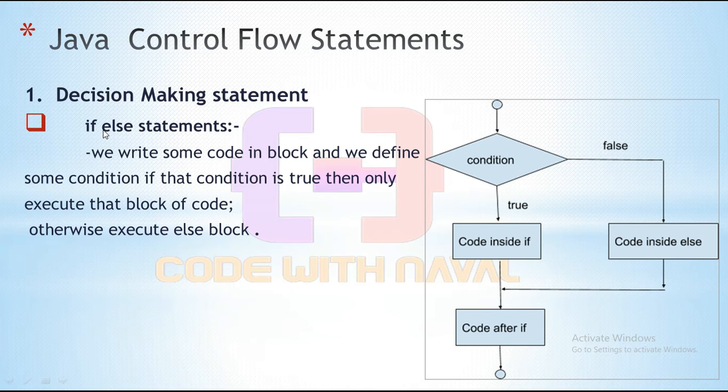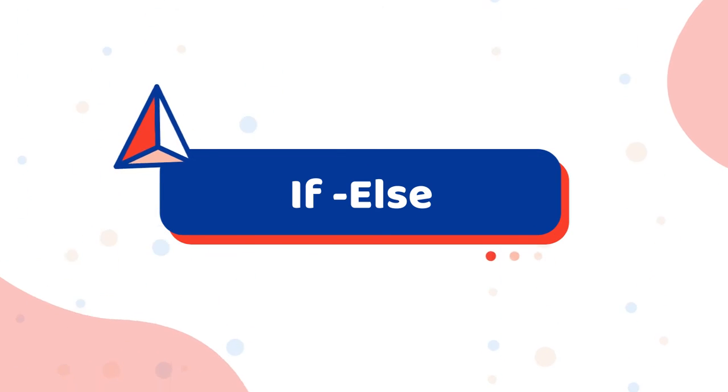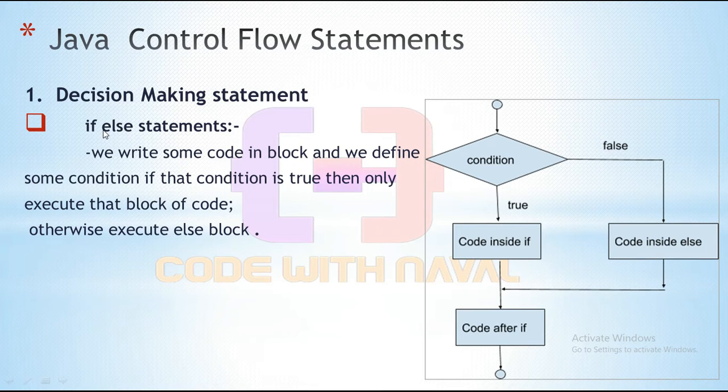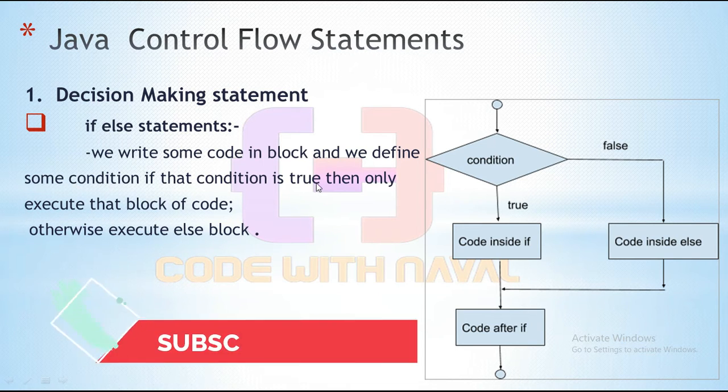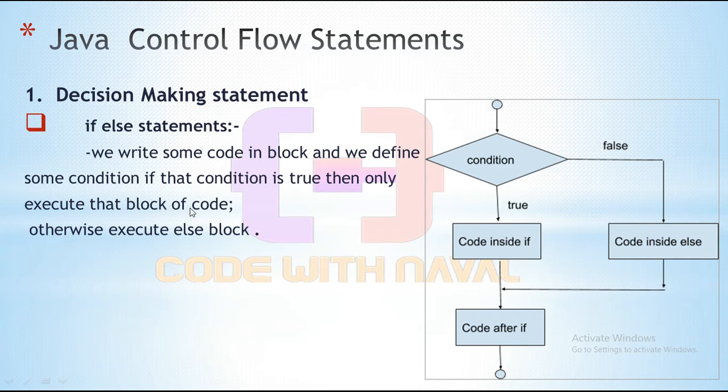In the last video, we saw control flow statements. In this video, we are going to discuss the else statement. So let's first understand what the else statement is. We write some code in a block and define some condition. If that condition is true, then only execute that block of code. Otherwise, execute the else block code.